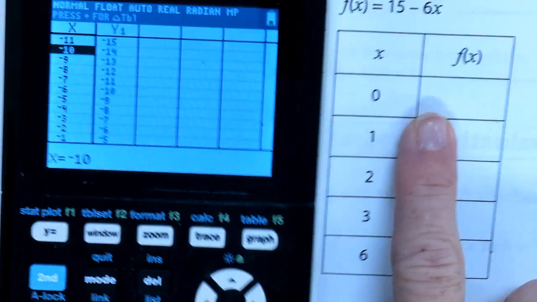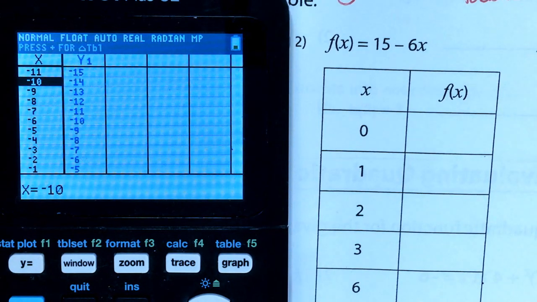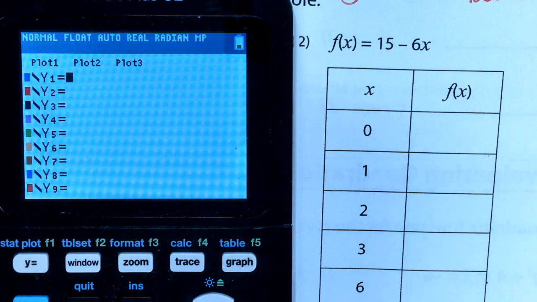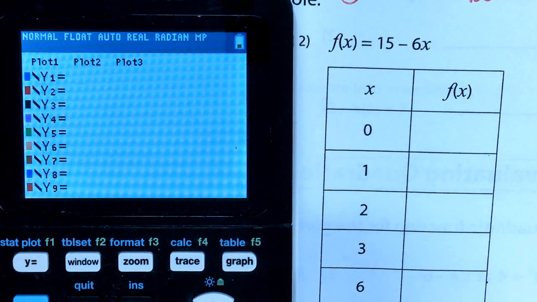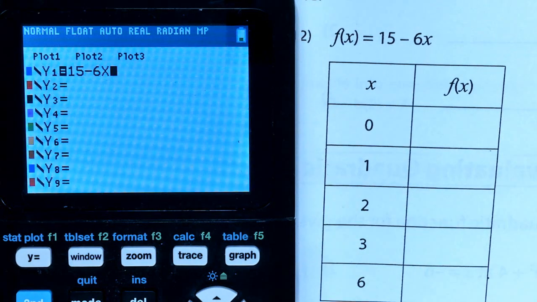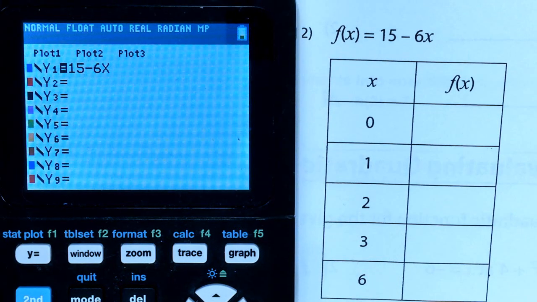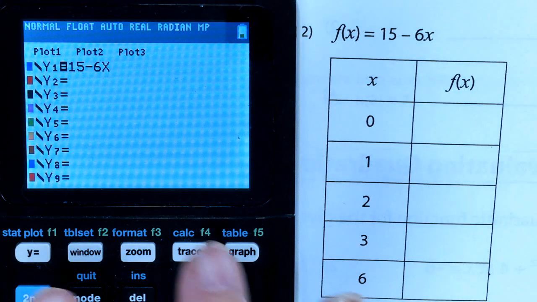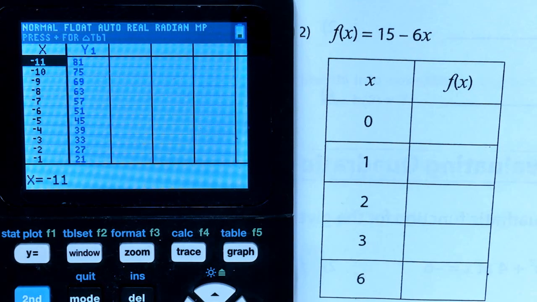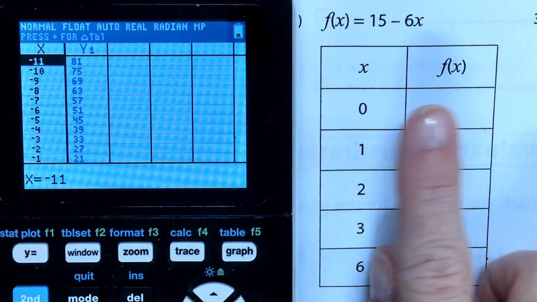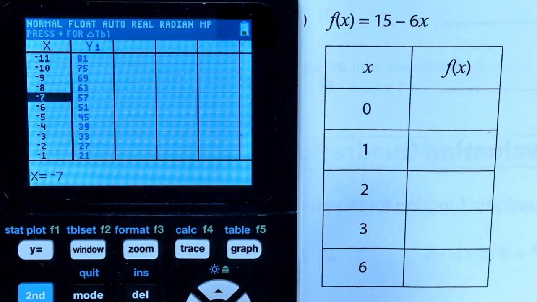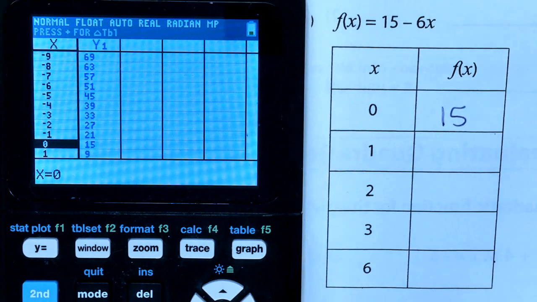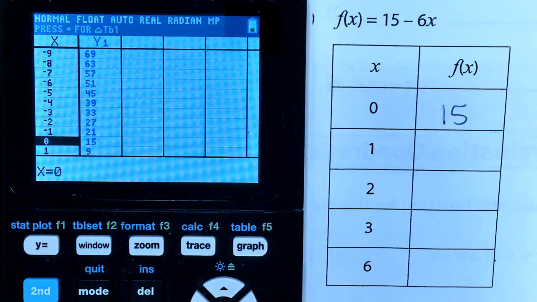Okay, so let's go try this one. So where am I going to go? Y equals. I'm going to clear that out. And I'm going to put in 15 minus 6x. Now where do I go? Second table. I want to know what the output is when x is 0. So I scroll to 0. What is the output? 15. And then you just fill out for all the other x values.